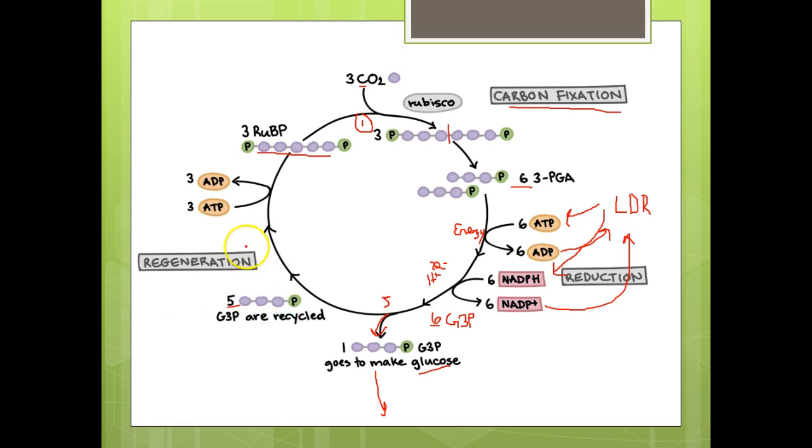We now, in the regeneration of RUBP step, which is step 4, require an input of 3 ATPs, which are going to bring in energy so that we can shuffle the 5 3-carbon molecules and convert them into 3 5-carbon molecules so that we start and stop this cycle with Rubisco or 3 RUBPs. Okay, this is the Calvin cycle, also called the light-independent reactions, also called the dark reactions.